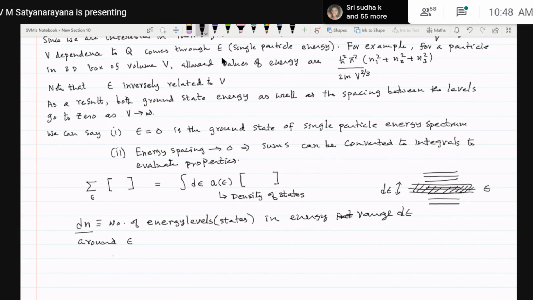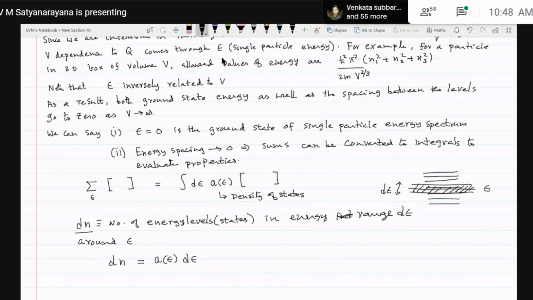Now you can easily understand that this should be proportional to d epsilon. As you take a bigger window, you get more levels. You get a smaller window, you get fewer levels. But then this is also proportional to something which actually can change with energy.